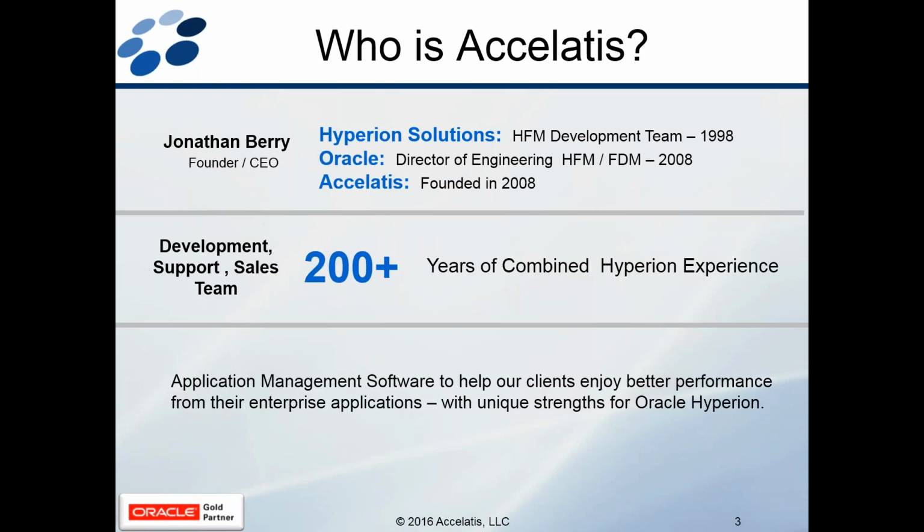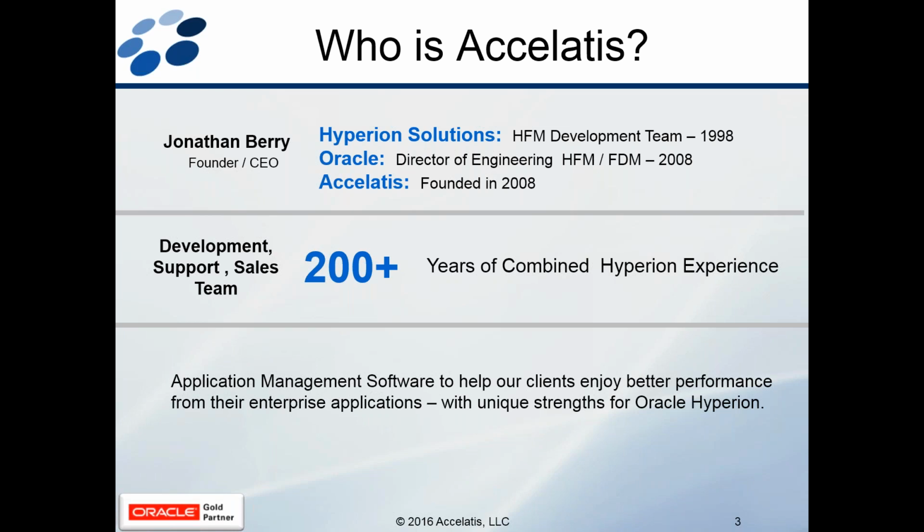As far as the company, who is Excellitus? Our founder and CEO is Jonathan Berry. Jonathan was with Hyperion Solutions on the HFM development team for many years, and of course Oracle bought Hyperion, and at that time he was put in charge as Director of Engineering for HFM and FDM up until 2008, at which time Jonathan left Oracle and founded Excellitus. So we've definitely got some working knowledge as far as these programs are concerned.